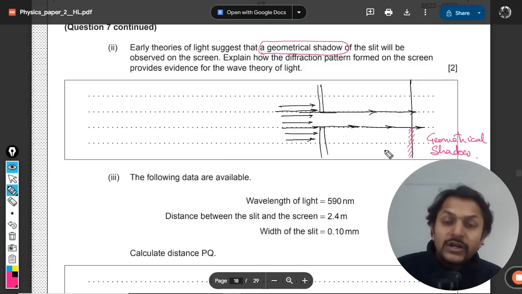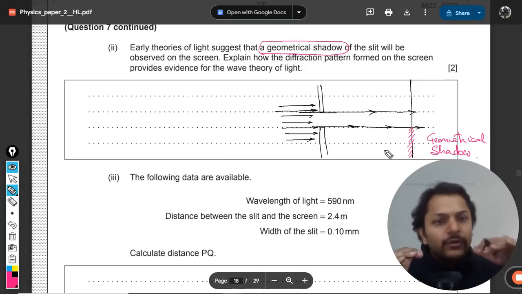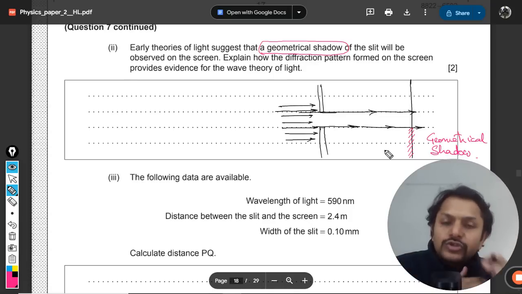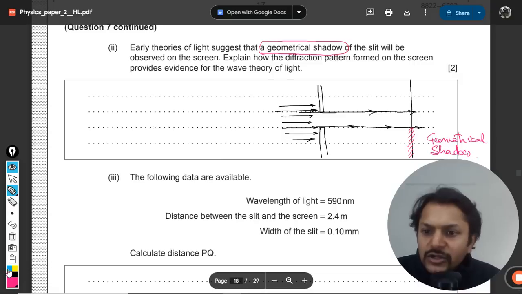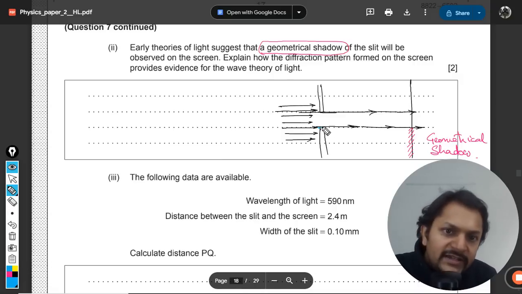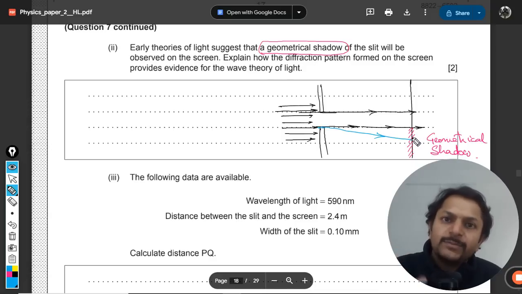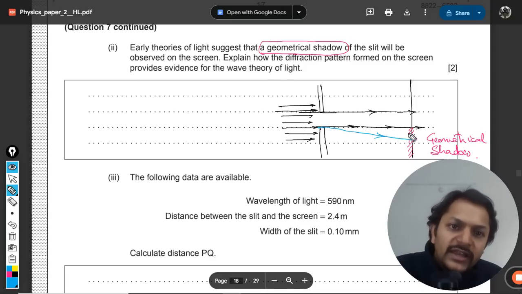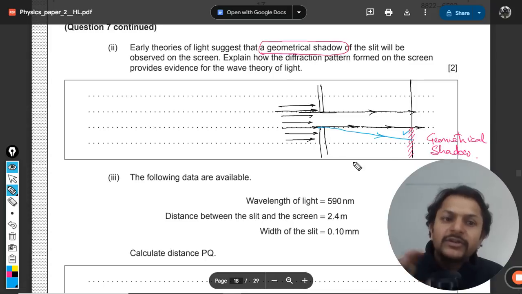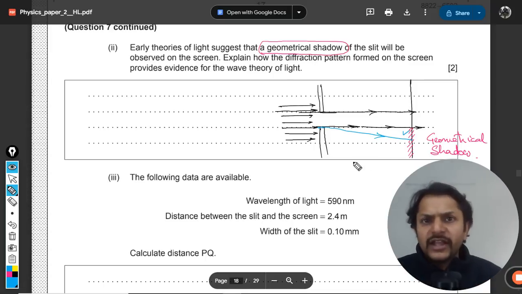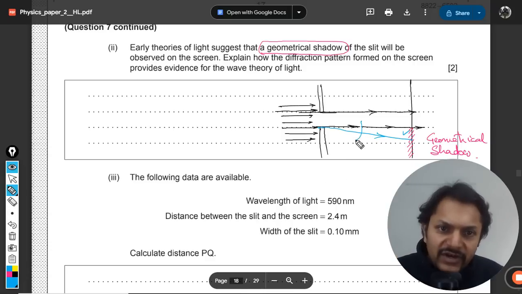But it is found that light, instead of moving like this, encroaches into the shadow area. So light is actually moving like this. It bends a bit and goes like this. So this area is a gray area. We cannot say that it is black, just like a shadow. So there is some intensity coming to this point, although it should not be coming if light travels in a straight line. It means that light is definitely bending.